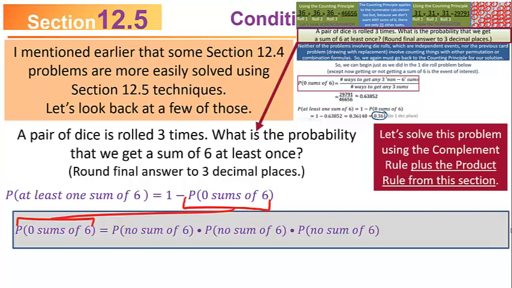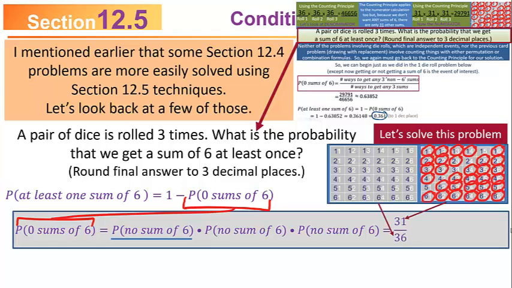So the key to this whole problem is finding the probability of getting no sums of 6. According to the product rule, that will just be the probability of not getting a sum of 6 on the first roll, not getting a sum of 6 on the second roll, and not getting a sum of 6 on the third roll. Remember, we're rolling 2 dice. And you've got to remember, when you're rolling 2 dice, you go back to your sample space. There are 36 possibilities, and we've been putting that in a table.